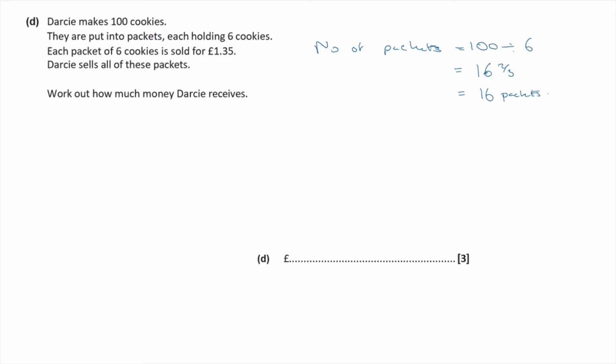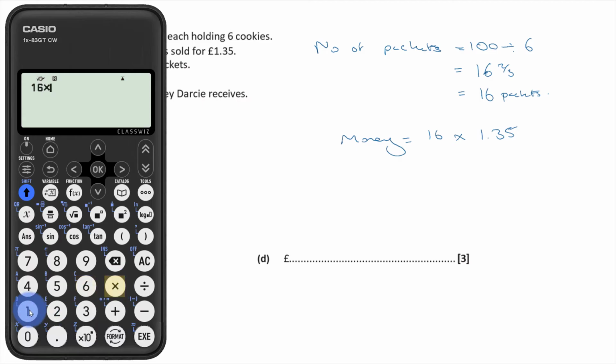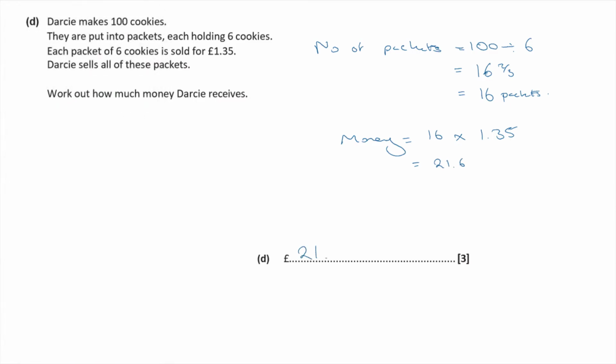Okay, and then if each packet is sold for £1.35, then the amount of money she's going to get is the 16 packets multiplied by the £1.35 that she sells each of the packets for. So we need to work that out. 16 times £1.35 comes to 21.6. Now again, remember this is in pounds and pence, so my final answer needs to be £21.60. And then she can nom nom nom the 4 final cookies herself.